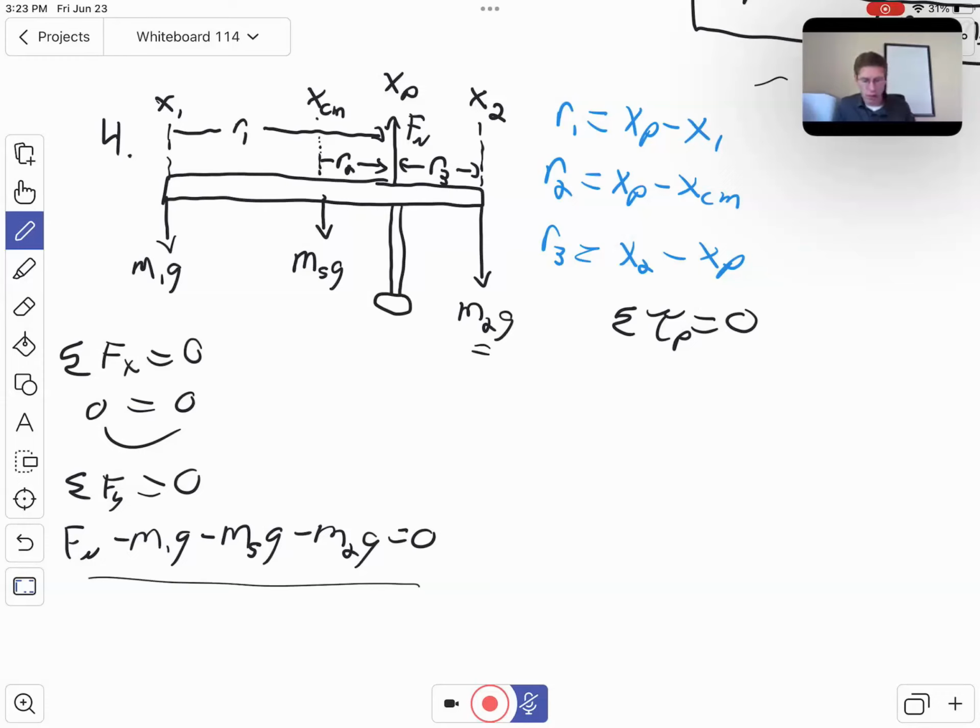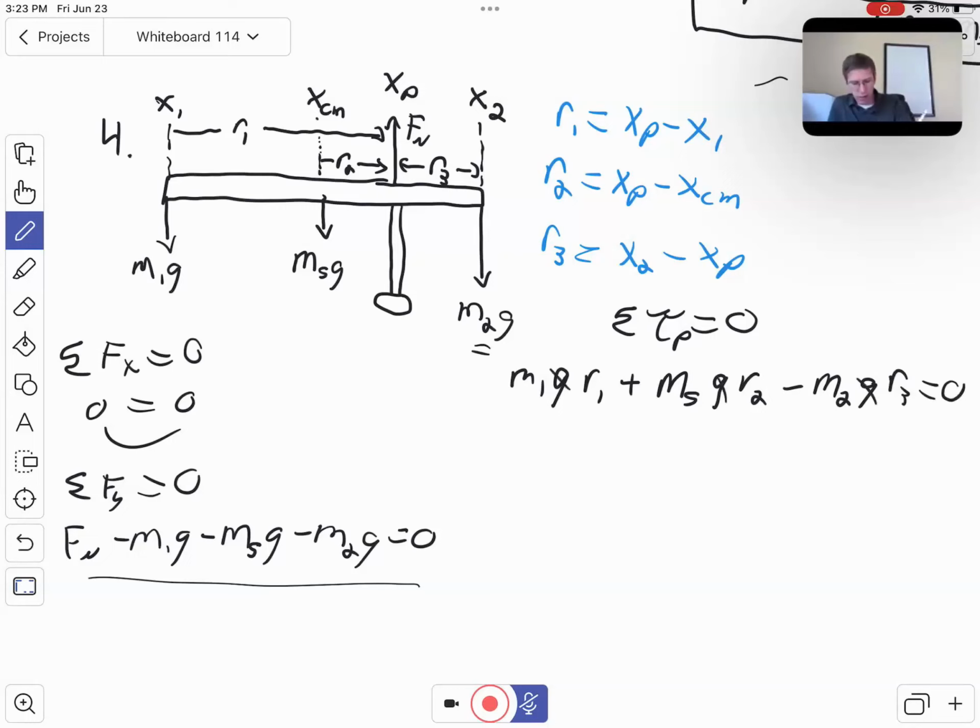And then we're going to do sum of the torques, again, similar to how we did it last time. If we choose the pivot as our axis of rotation, we'll have a positive torque from M1, which is going to be M1G R1. We're going to have a positive torque now from the meter stick, since it's on the right and would cause counterclockwise rotation. So we got mass of the stick, G R2, and then we have a negative torque from mass number 2, which is going to be M2G R3, and that all equals 0.